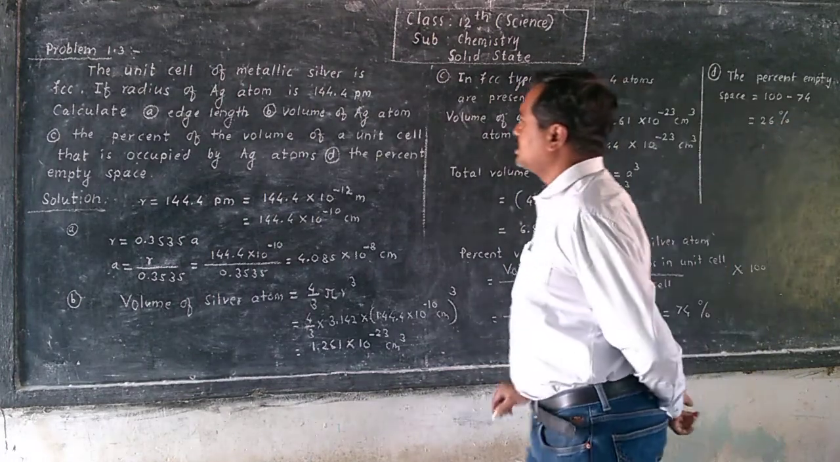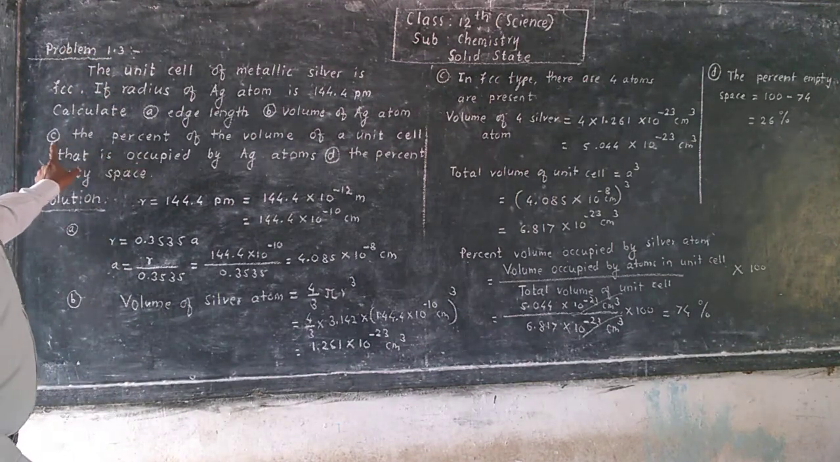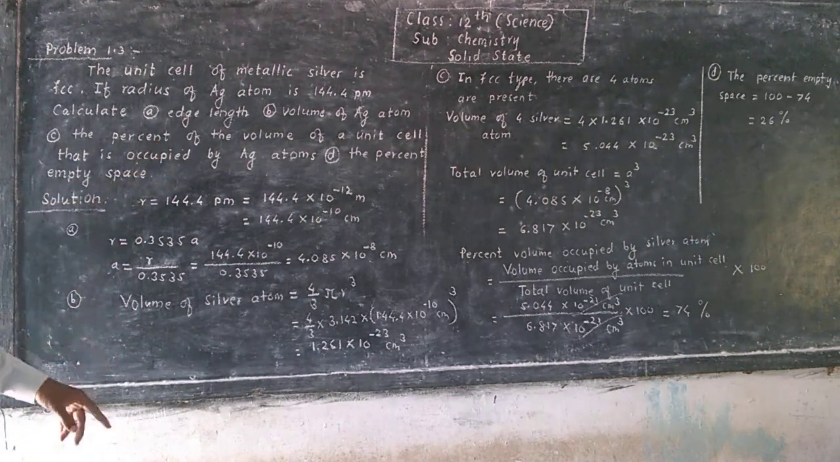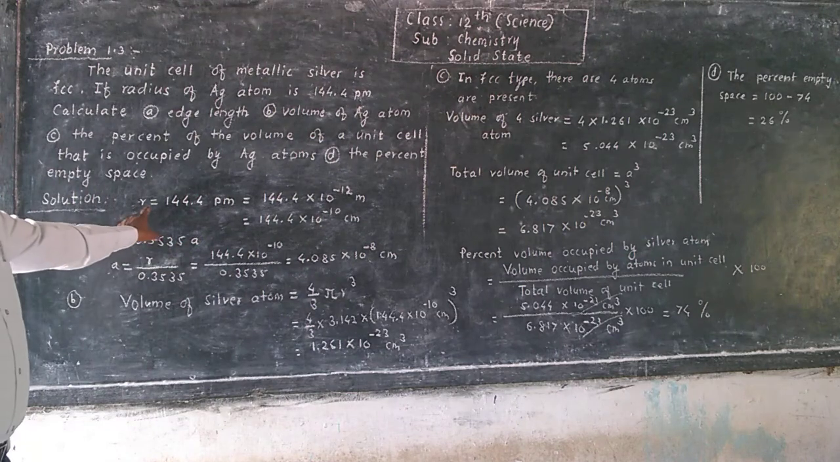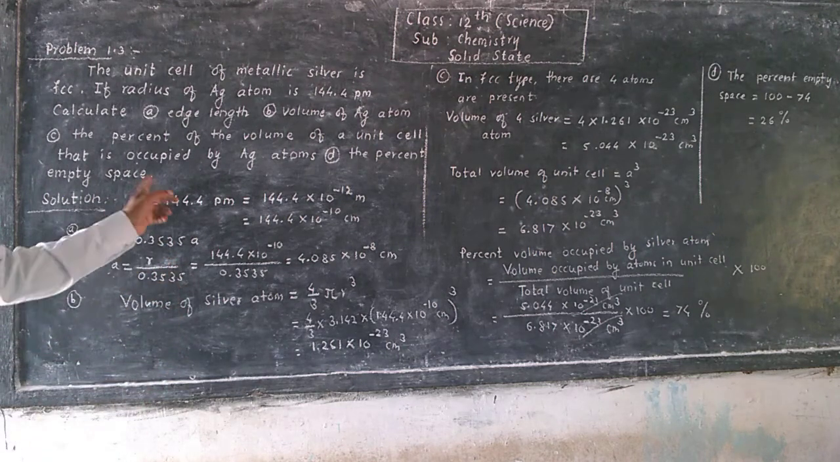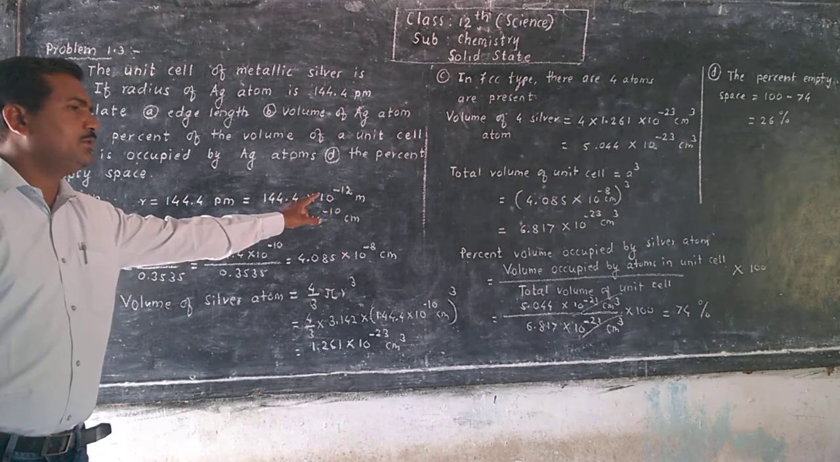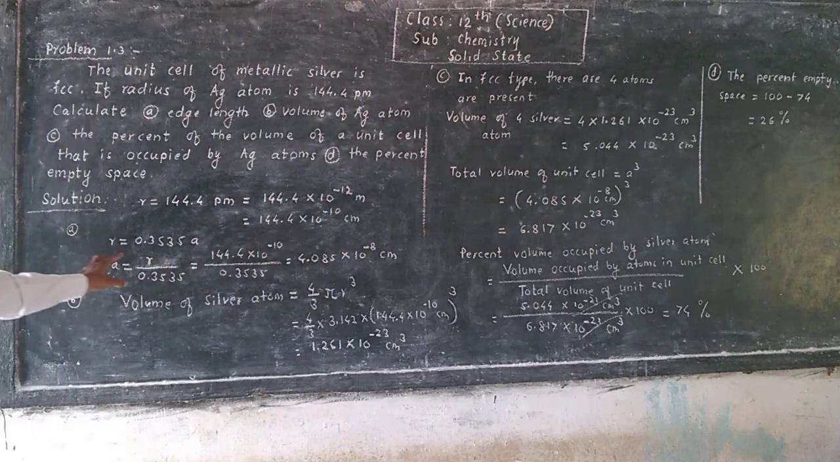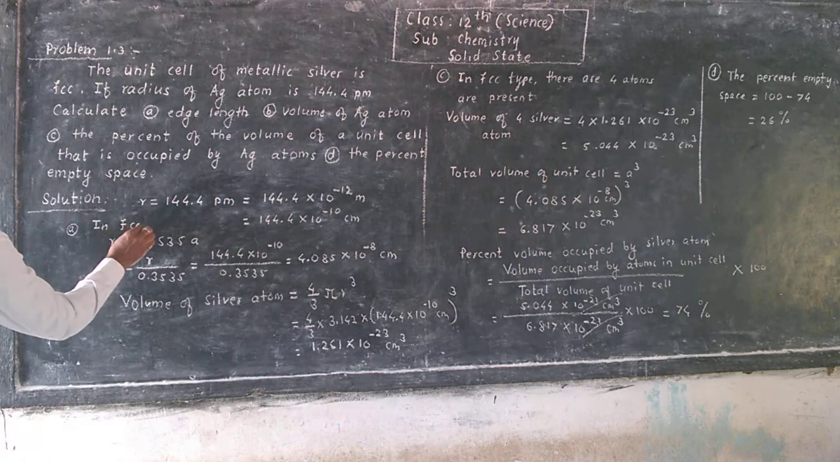In this way, from radius which is given in picometer, we have found edge length, volume of silver atom, percent of volume occupied by a silver atom in unit cell, and percent of empty space. Only one twist is there, so convert picometer into centimeter. 1 picometer is equal to 10 raised to power minus 12 meter. So again converted into centimeter. And then here relation for FCC type. This is the relation for face centered type.